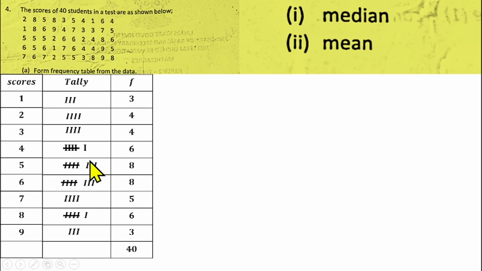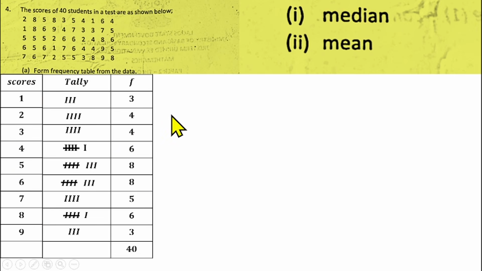If you add it together, what you're having here, the tally, will give us the frequency, which is the number of strokes for each of them. And this is the frequency table we have to prepare. The frequency table is made up of the score, the tally, and the frequency.